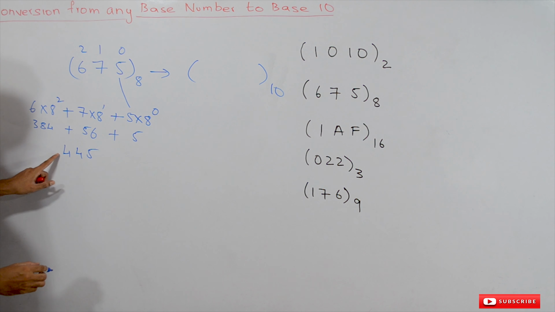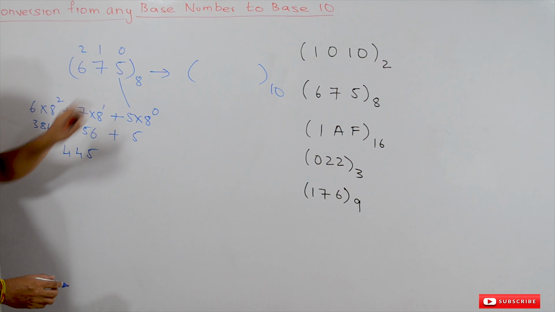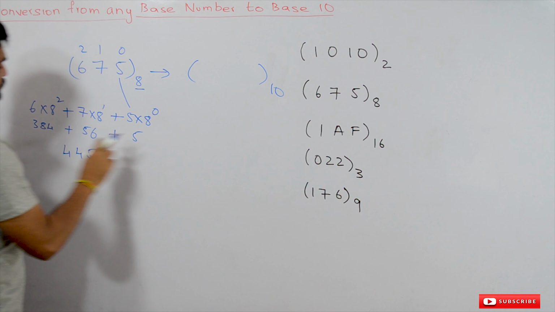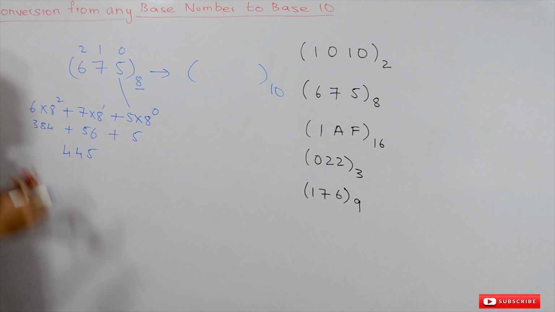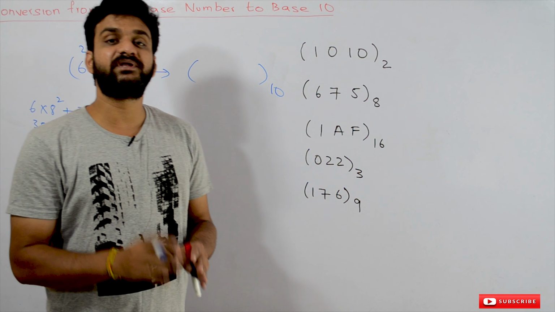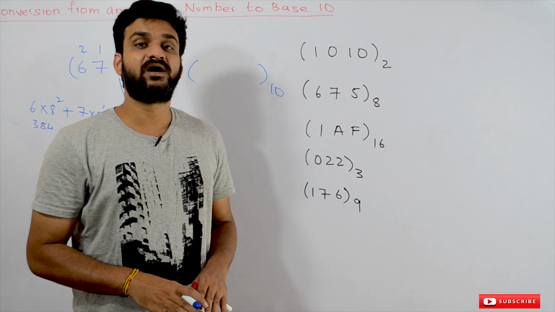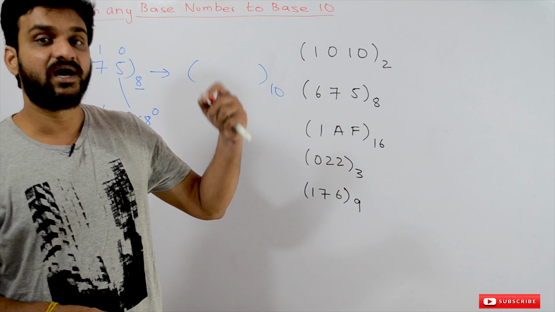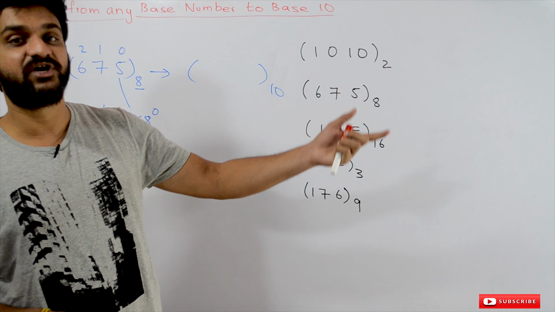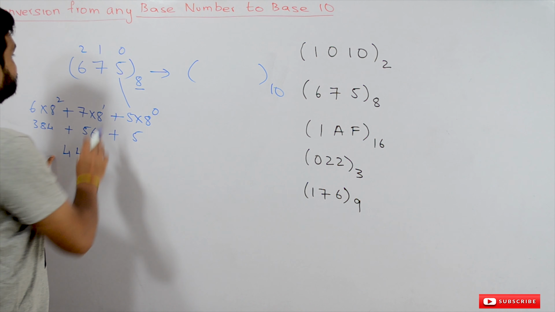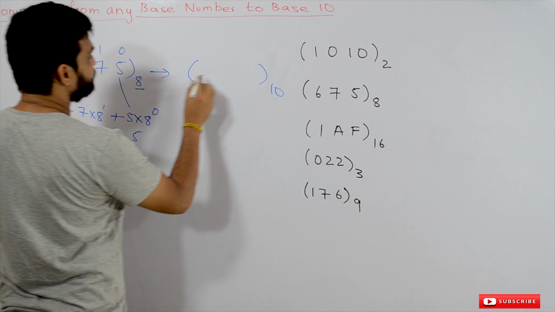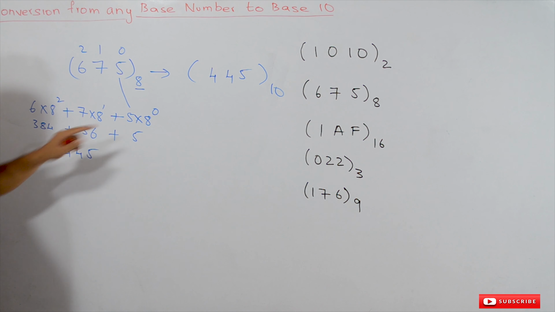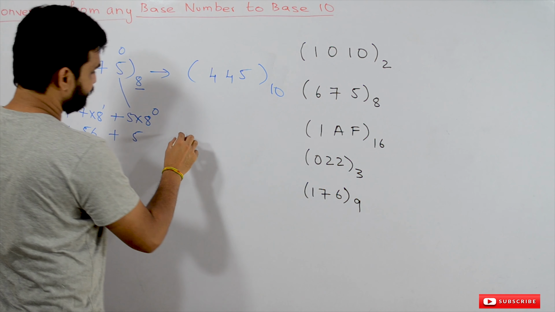So what is the decimal equivalent of 675, which is given in the octal number system? Given the octal number system, this is the procedure to convert it into decimal. The positional weight of each and every digit in the given base is found, and the sum of the positional weights of every digit in the given number will be the decimal number. So the decimal equivalent of 675 is 445.